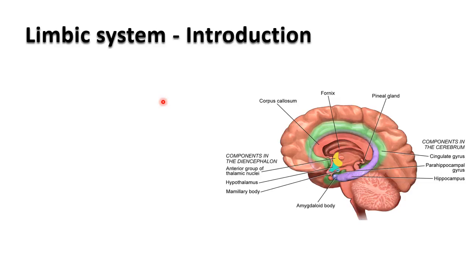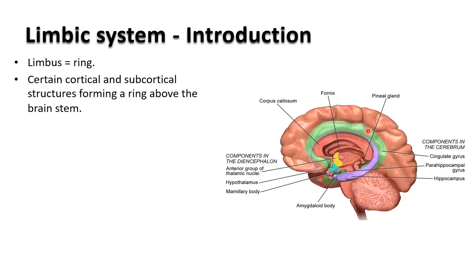So limbus means ring. You're able to see a ring of structures which are all highlighted in various colors: green, yellow, blue, and then this is violet. These are situated like ring-like structures, and that is why the term limbic system. They are situated mainly above the brain stem, along the upper end of the brain stem, and that is why it is called the limbus or ring.